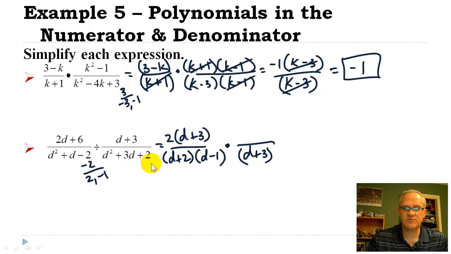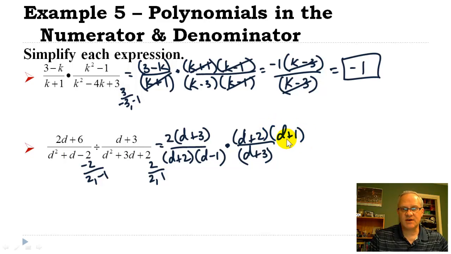So just like we did before, what times what is 2, but adds up to 3? That's going to be a positive 2 and a positive 1. So d plus 2, d plus 1. And now we just cancel whatever we possibly can. Let's see, we got a d plus 2 and a d plus 2, a d plus 3 and a d plus 3. Notice what's left.